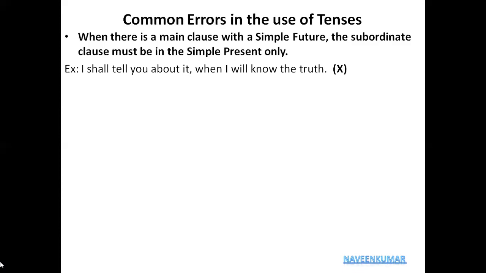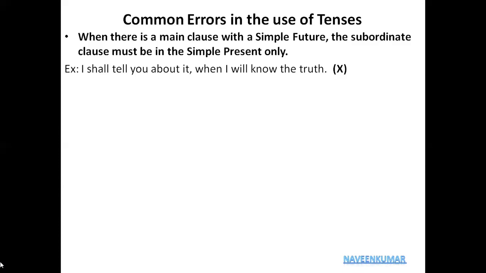So both these clauses are in simple future. So what is the main clause here? I shall tell you about it. That is the main clause. The subordinate clause is when I will know the truth. So you cannot keep both the clauses, main clause as well as subordinate clause, in simple future. So the subordinate clause has to be in simple present.